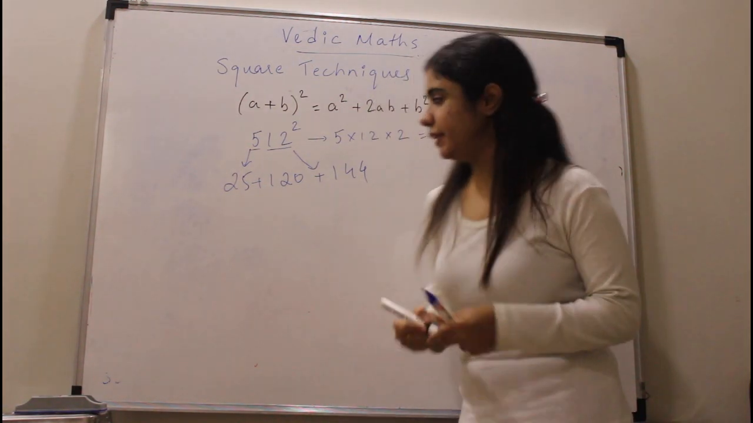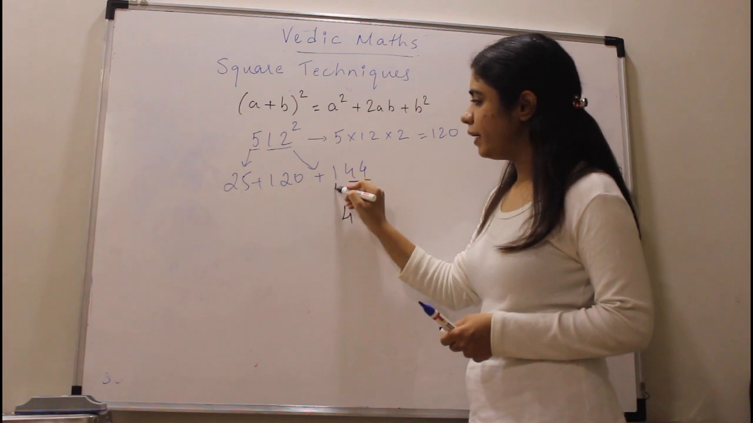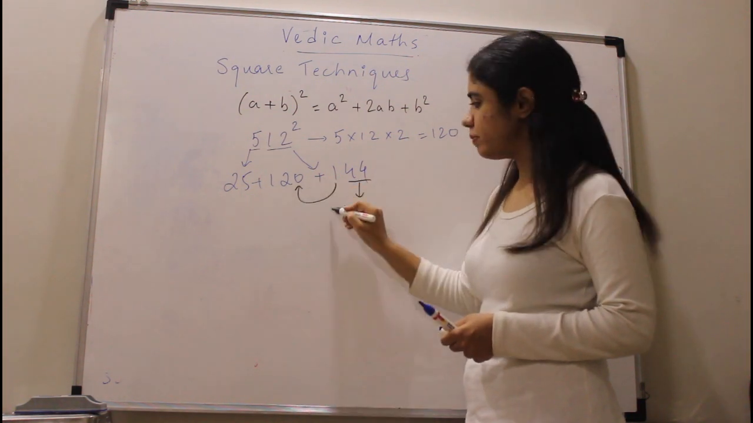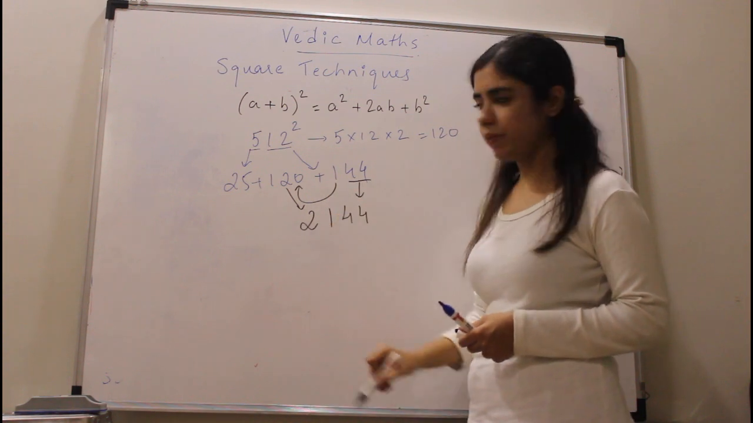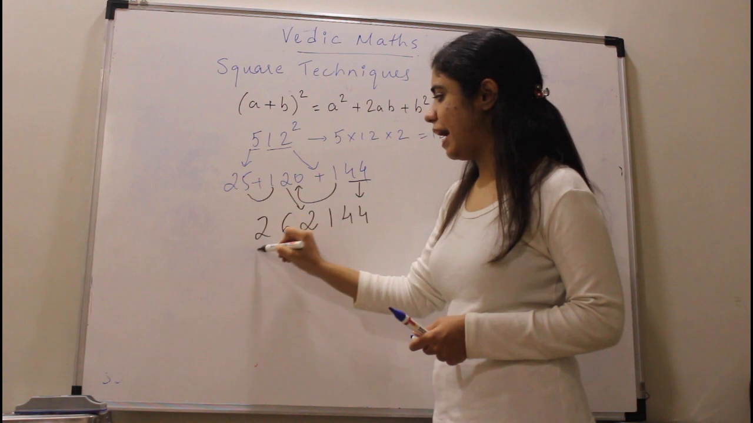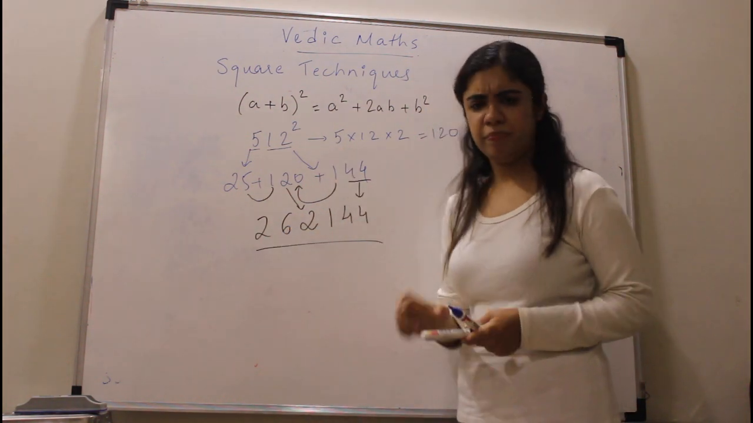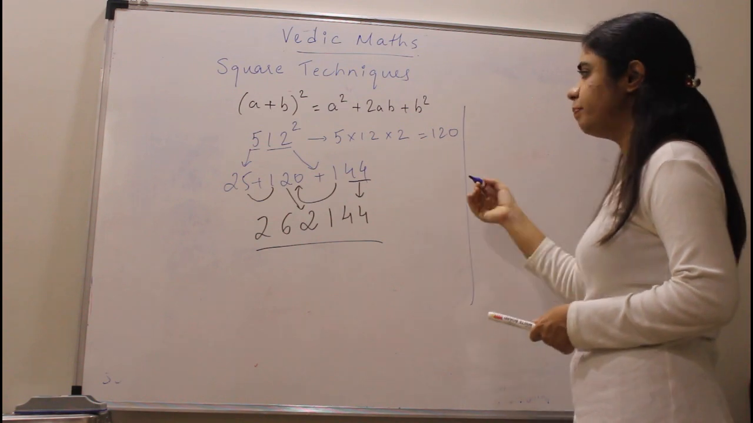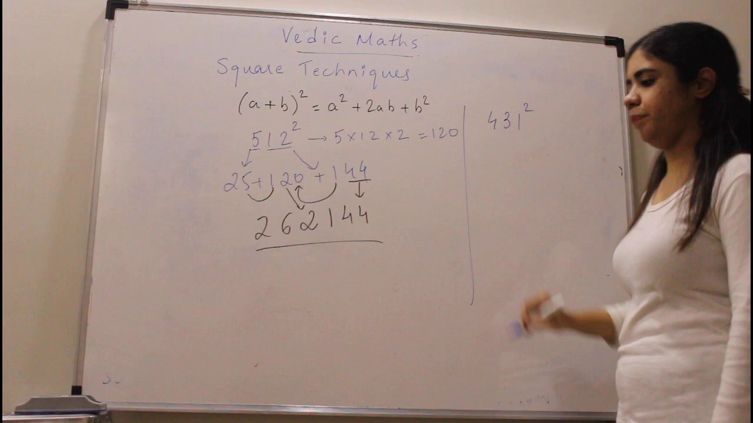Now how we are going to split it? 4 will come down. 1 will get carried to this, so this will become 1. This 2 will come here, it will be 2. 1 will get carried, this will become 6 and 2 will be as it is. So this is the answer for 512 square. Let's take one last example. Suppose if I ask you what is 431 square?